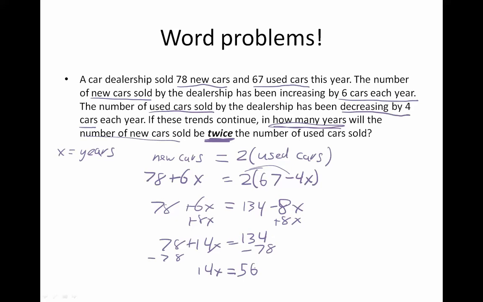Does that sound about right? I think that sounds about right to me. Then we've got to divide both sides by 14. 14, 28, 42, 56. Looks like that's x equals 4. So it's 4 years. In 4 years, the number of new cars sold will be double that of the used cars sold.